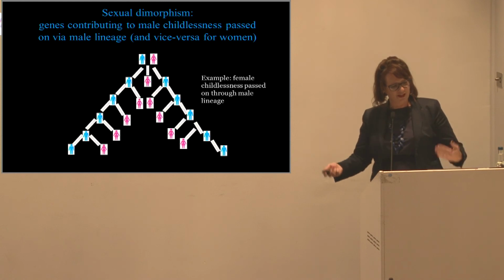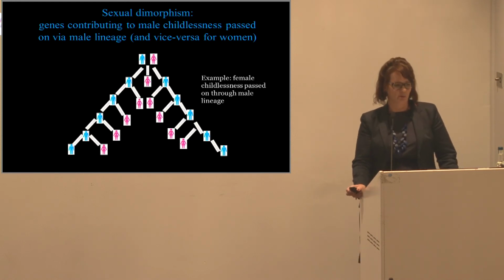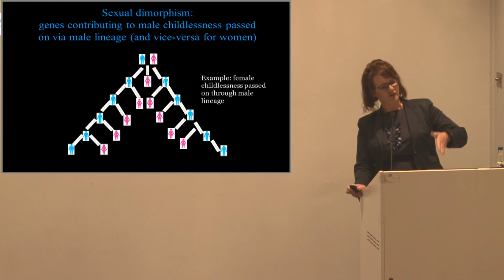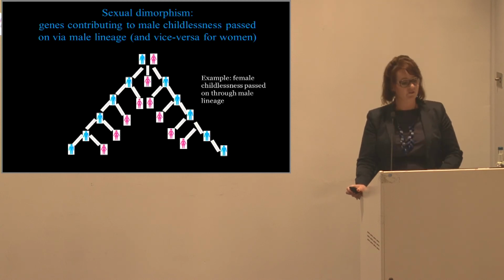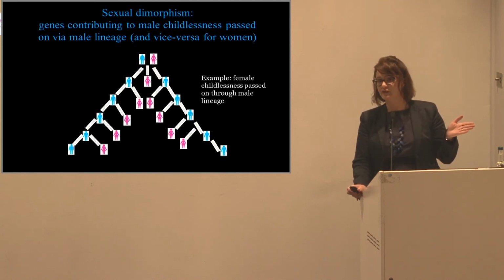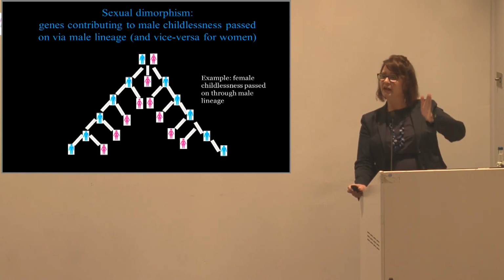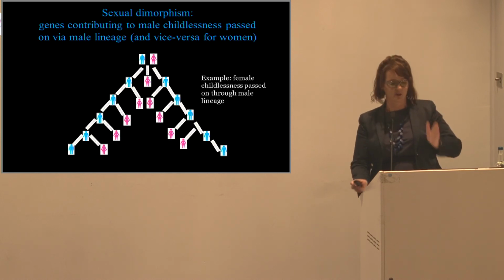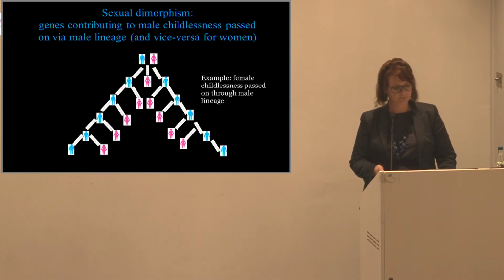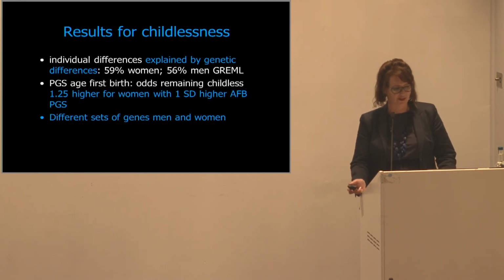And what we were looking at is it appears that there's sexual dimorphism and that the genes contributing to male childlessness can be passed on via male lineage and vice versa for women. And we're now looking at intergenerational data and indeed seeing which genetic loci are being passed down. So if you're interested in that, you can look at it further.